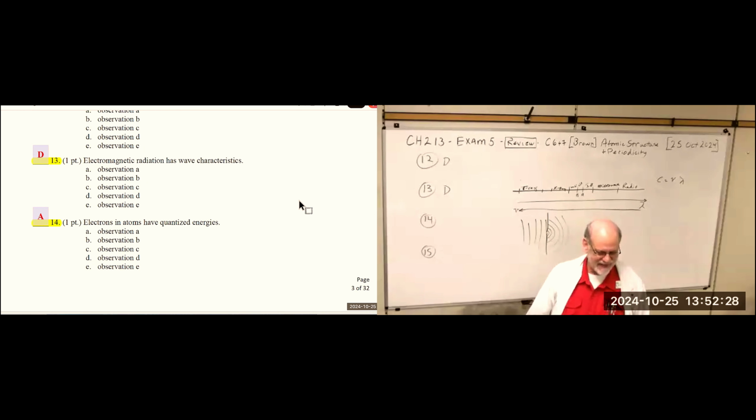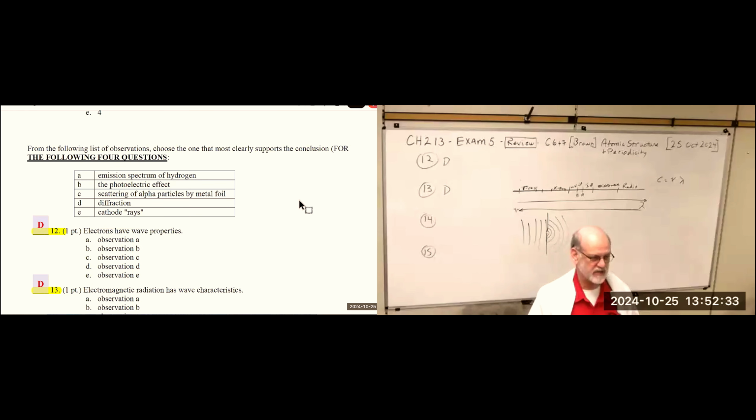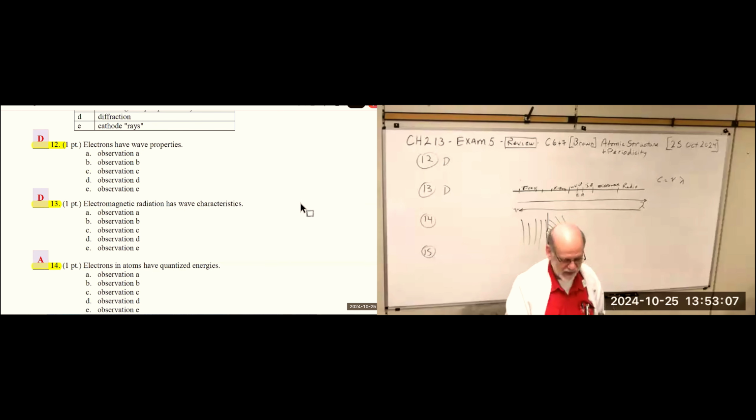Electrons and atoms have quantized energies. Okay, so which one speaks to that one? The emission spectrum. Quantized energies of electrons means that they can only move from this energy level to that one or vice versa, and nothing in between. That's why you get a line spectrum and not a continuous spectrum. If electrons could move anywhere they wanted to around an atom, you'd get a white continuous spectrum for every element in the periodic table. But you get discrete line spectra, and that's because energy is quantized. So A is for 14.